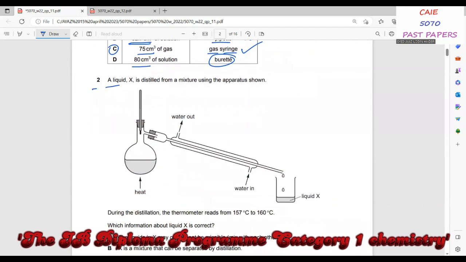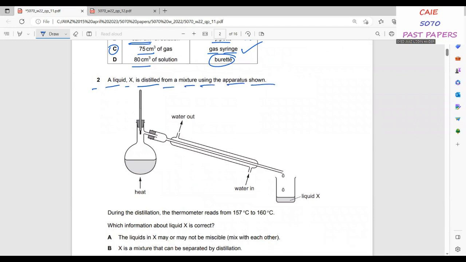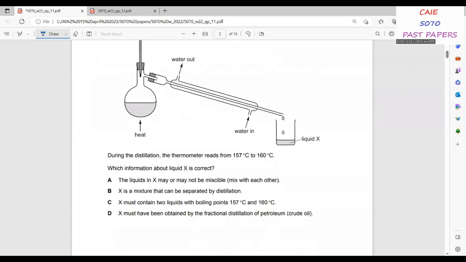Number 2. A liquid X is distilled from a mixture using the apparatus shown. This is used for simple distillation, for separating a liquid from a solution. During the distillation, the thermometer reads from 157 degrees centigrade to 160 degrees centigrade. This seems that the liquid may be miscible with the other liquid. Which information about liquid X is correct? A, the liquids in X may or may not be miscible, mixed with each other. This might be true.